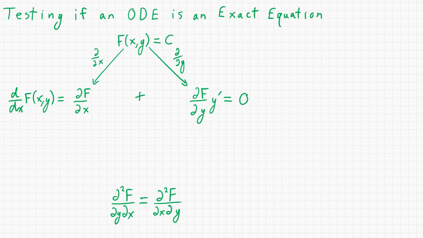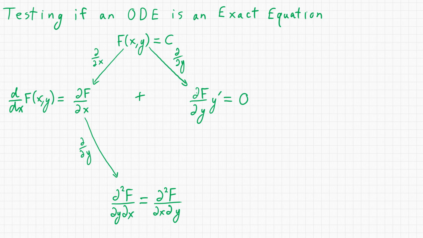Okay, and then it doesn't matter what order you take the partial derivatives in, you should get the same answer. So if I take this partial x and I apply partial y, then that's partial squared f. The x is on the right because that was the first partial derivative we took. The y is on the left because that's the second.